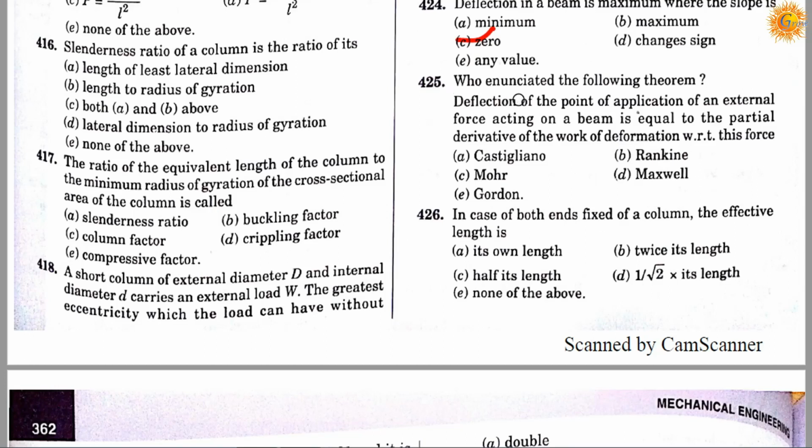Who enunciated the following theorem? Deflection of the point of application of an external force acting on a beam is equal to the partial derivative of the work of deformation with respect to this force. Option A, Castigliano, option B, Rankine, option C, Mohr, option D, Maxwell, option E, Gordon. Correct answer is A, it's Castigliano.